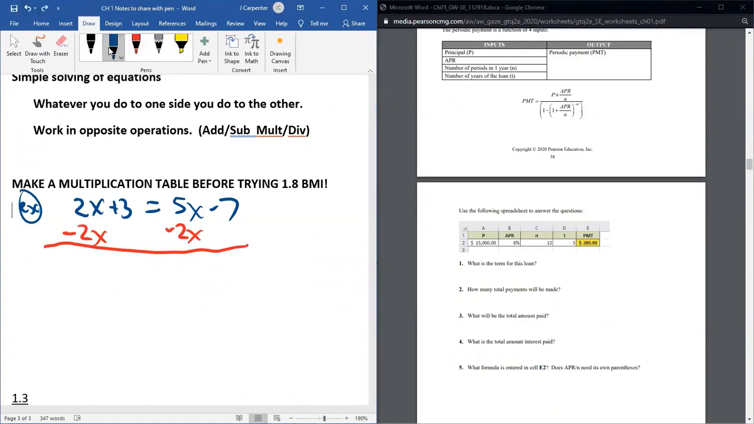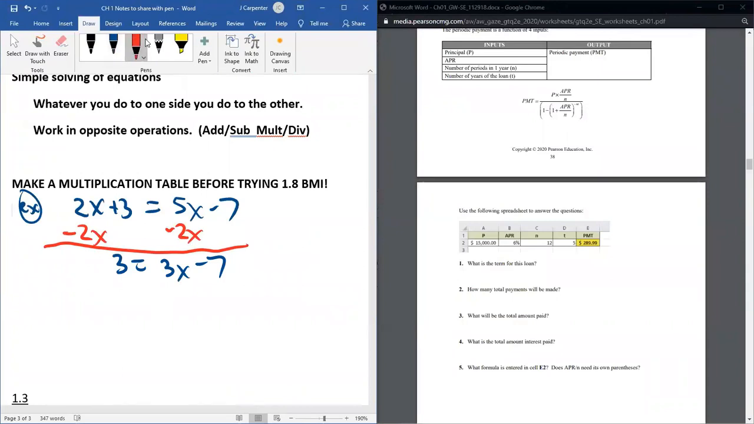Doing so will give us the 2x's cancel, so we get 3 equals. 5x minus 2x is 3x. Bring down the minus 7. Make sure you're keeping your notation accurate. I don't care if you're showing your work horizontally, vertically, or not at all. Just be capable of doing it.